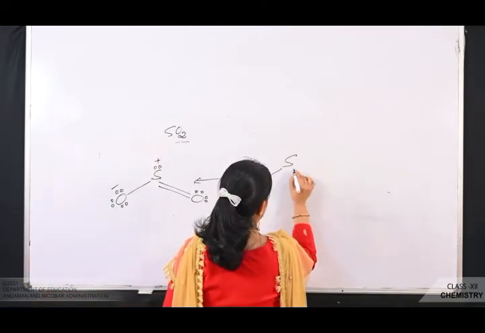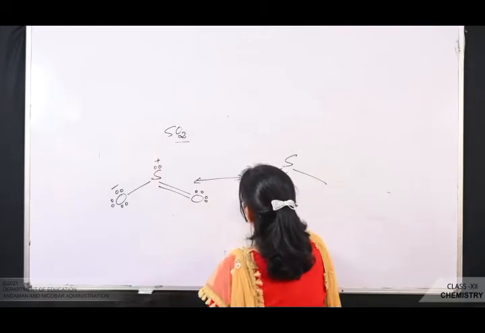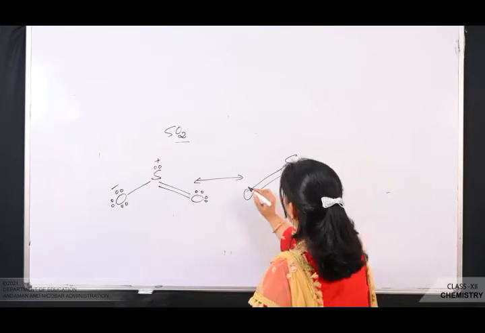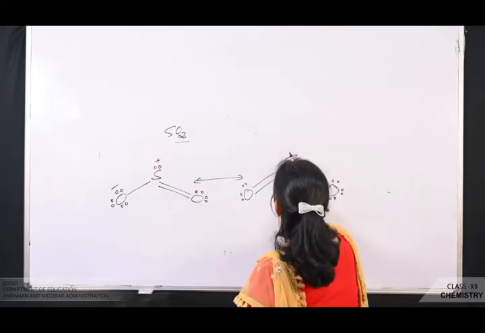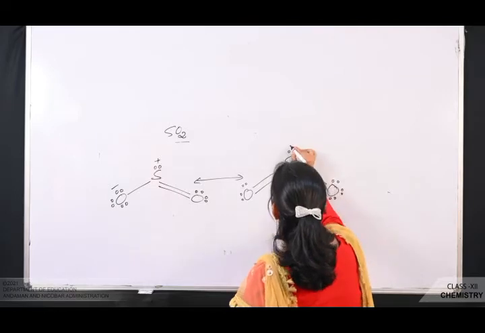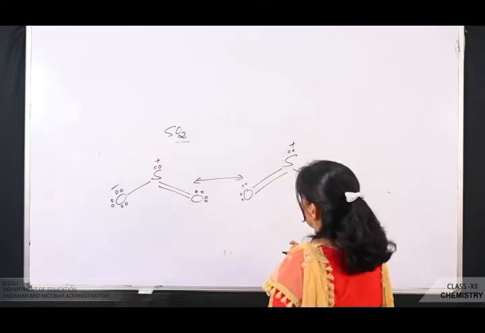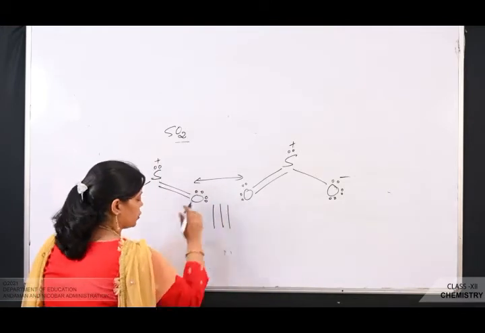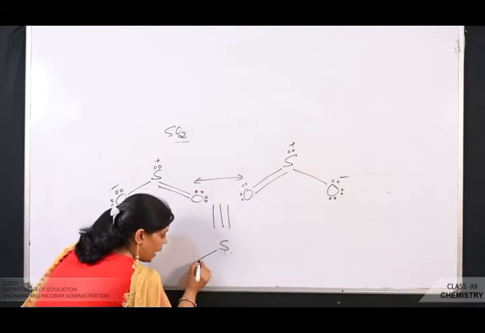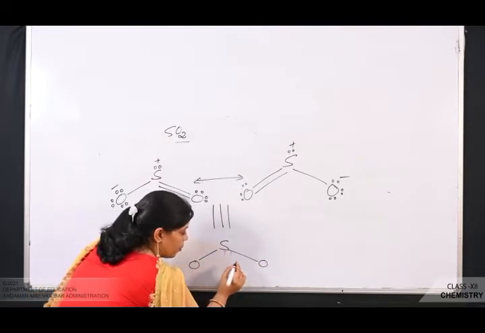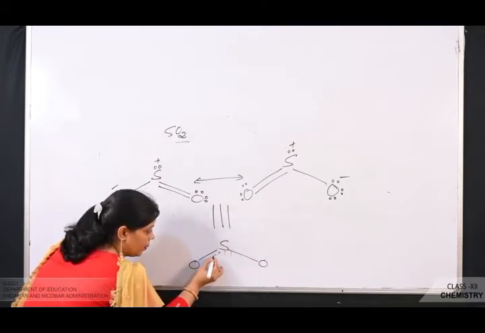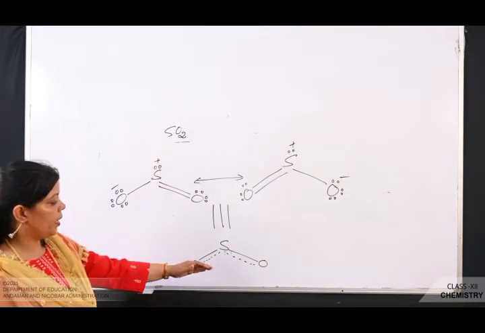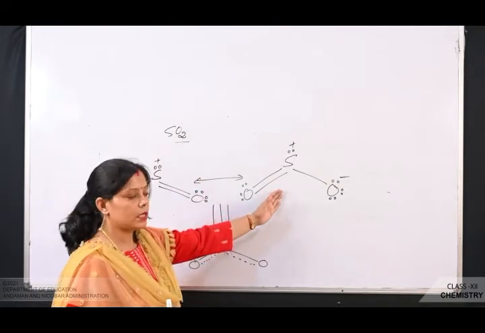In the other resonating structure, the double bond is shifted here. This oxygen has 3 lone pairs, this one has only 2 lone pairs, and sulfur has 1 lone pair. Sulfur has the positive charge and this oxygen has the negative charge. So we can easily draw the resonance hybrid of these two structures, in which sulfur forms a complete single bond with both oxygens, and the double bond may be shifted here as well as there. So these are the resonating structures of sulfur dioxide.